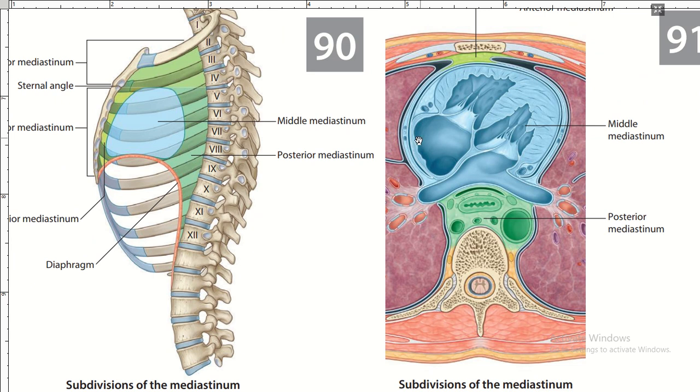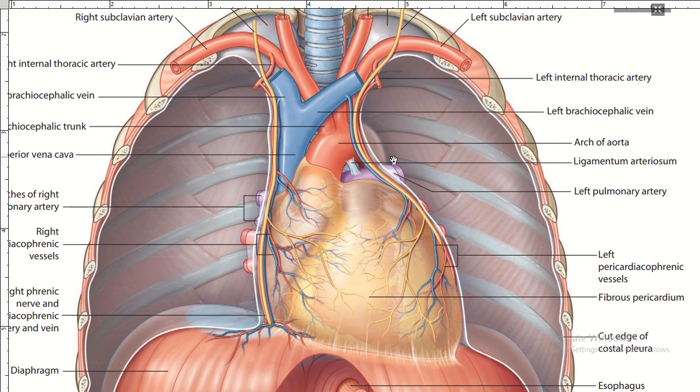Your phrenic nerve and your pericardiophrenic artery, which is a branch of your internal thoracic artery, will be within the fibrous pericardium. So that will be your content. And we also have the ligamentum arteriosum and also the cardiac plexus, which will also be in the middle mediastinum. That is very important.